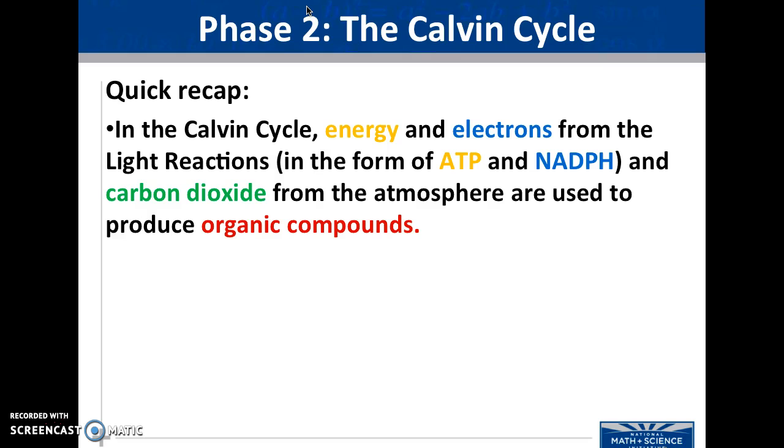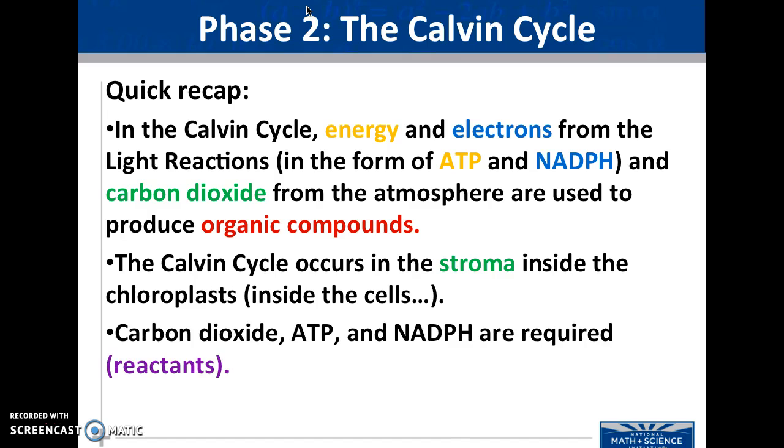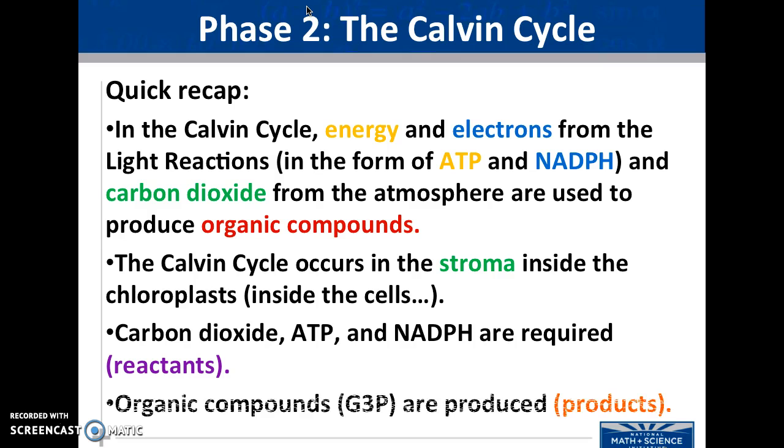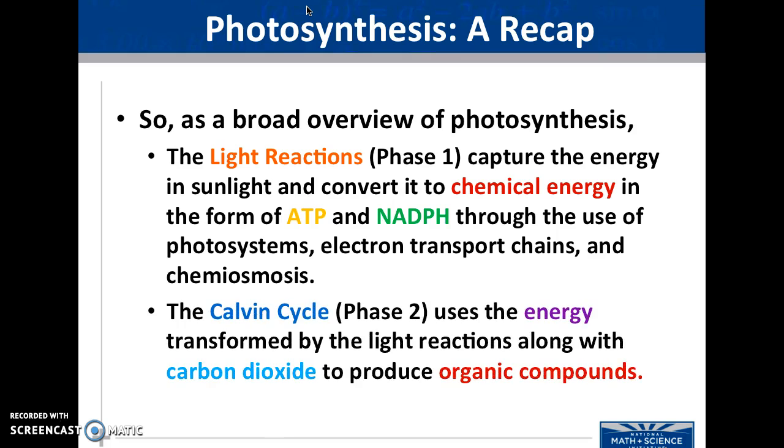Quick recap. In the Calvin cycle, energy and electrons from the light reaction in ATP and NADPH and carbon dioxide from the atmosphere are used to make organic compounds. The Calvin cycle occurs in the stroma, inside the chloroplasts, and carbon dioxide, ATP, and NADPH are required. Organic compounds are produced. So this is kind of a broad overview. I will let you pause this and read through it on your own because I've kind of talked about this quite a bit at this point.